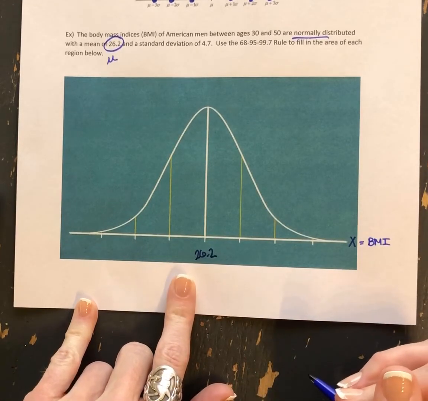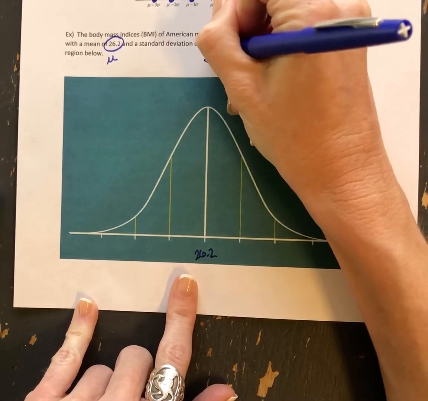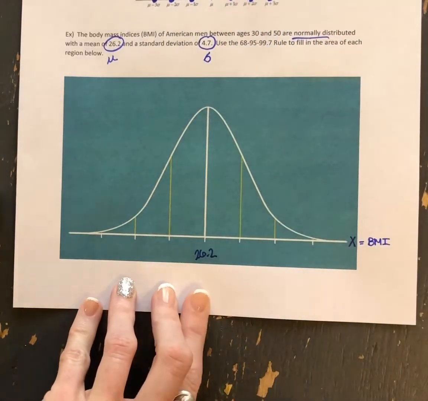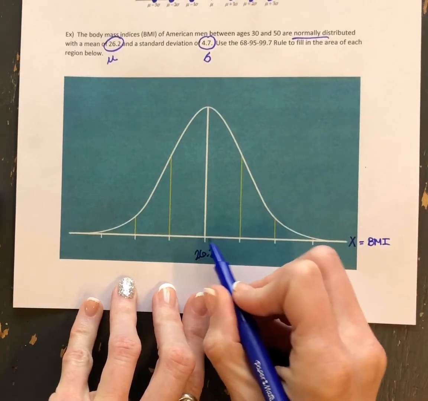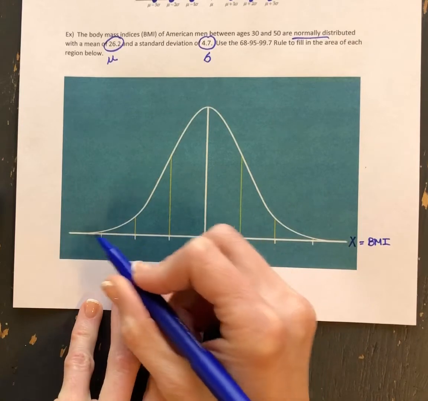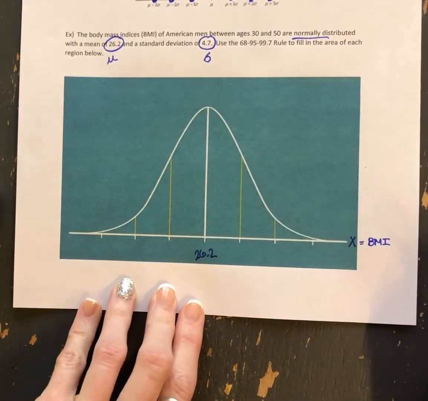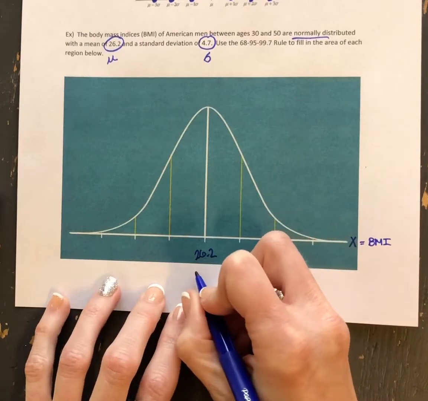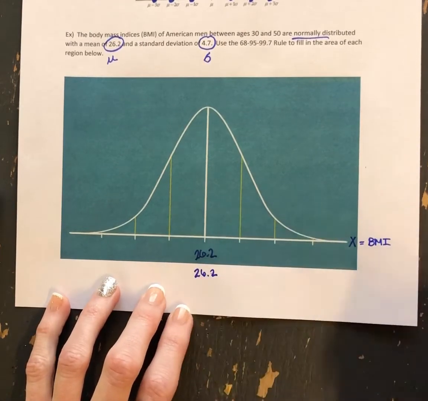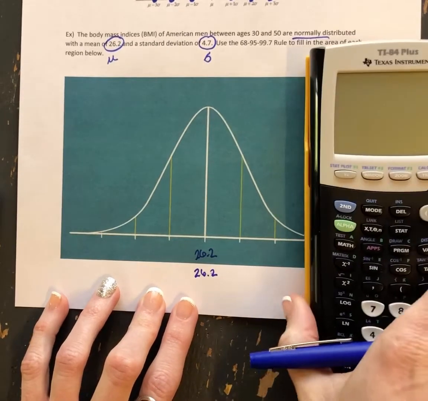And the standard deviation is 4.7. And so what that tells us is that each time we add another standard deviation or subtract another standard deviation, we're going to do that in increments of 4.7. I'm going to label these actually down in the white so you can see it a little bit better. So there's our mean at 26.2.